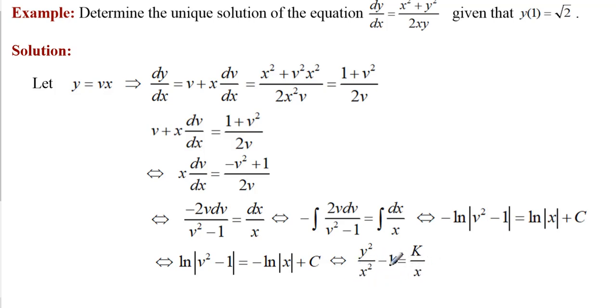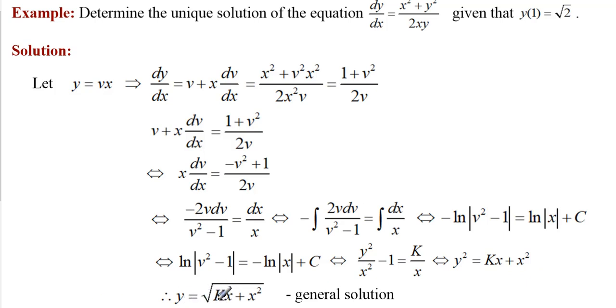And having substituted v by y over x, and you can see that v squared here, that's why we get y squared over x squared minus 1 equals k over x. Simplifying this further, we get y squared equals kx plus x squared. And now at this point, we've finished our integration. All we need to do now is express y as an explicit function in terms of x. That gets us to this form, that y is equal to the square root of kx plus x squared.